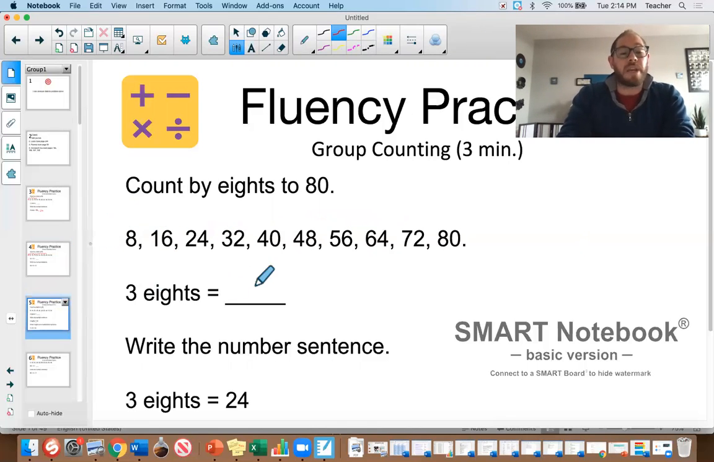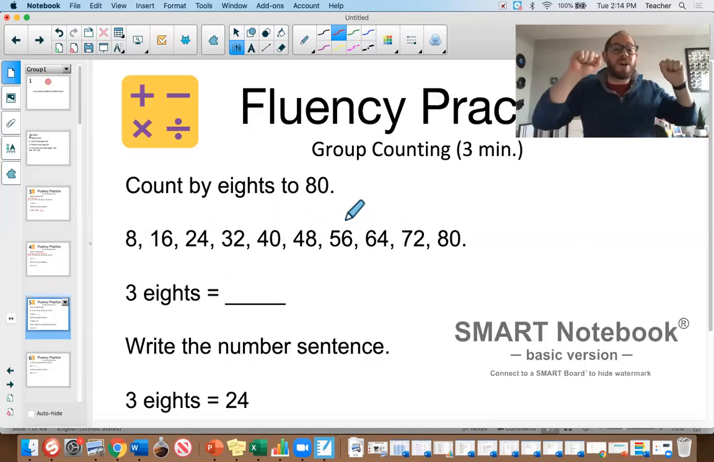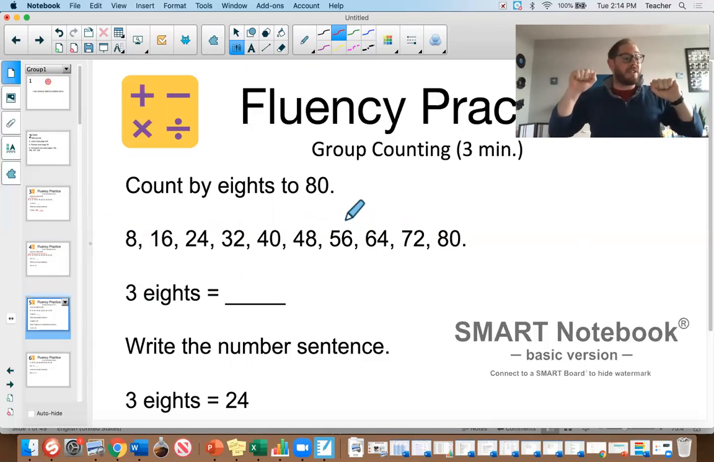Our next one, 3 8s. Let's get ready to count by 8s first. We're going to start with our 0. 0, 8, 16, 24, 32, 40, 48, 56, 64, 72, 80. And let's go back from 80 all the way to 0. 80, 72, 64, 56, 48, 40, 32, 24, 16, 8, and 0.